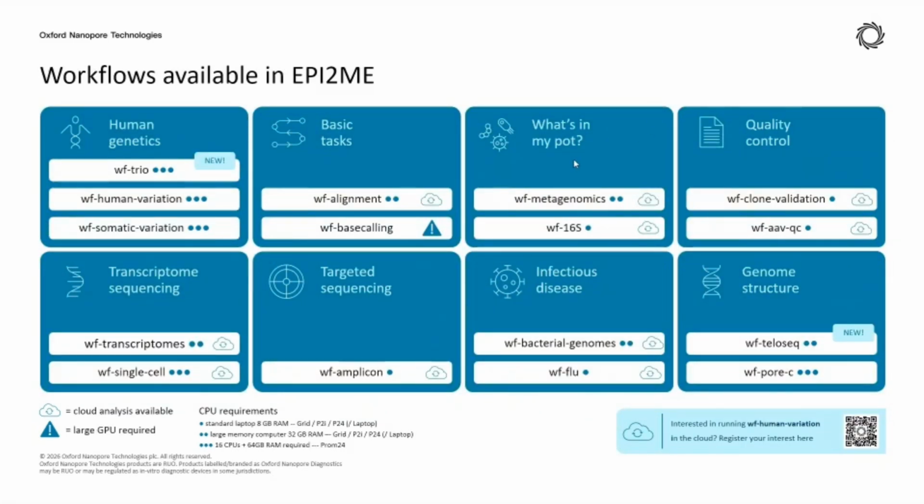So the workflows or pipelines that have been packaged together with EPI2ME, there are quite a lot. For human genetics, there are pipelines designed for trio samples. That means in some studies or projects, we are studying the parents together with the probands to identify whether there are any mutations or variations that are carried or inherited from the parents.